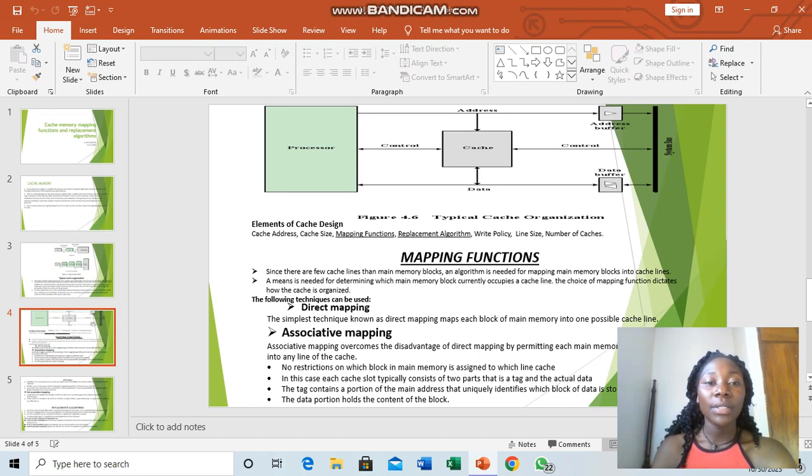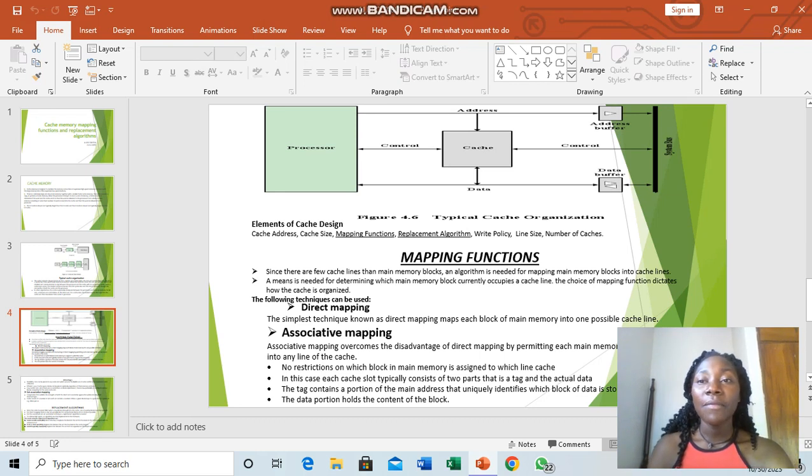So we're going to talk about the elements of cache design. There are very many elements of cache design; among others, they are listed below. We have the cache address, cache size, mapping functions, replacement algorithms, write policy, line size, and number of caches. But here we're going to talk mainly about two: the mapping functions and the replacement algorithms.